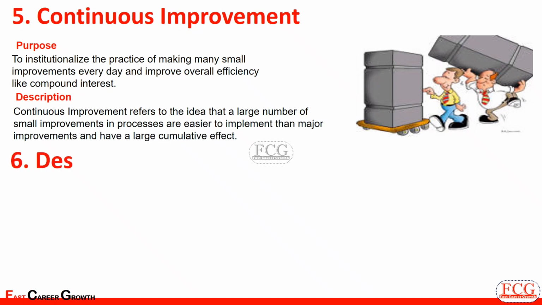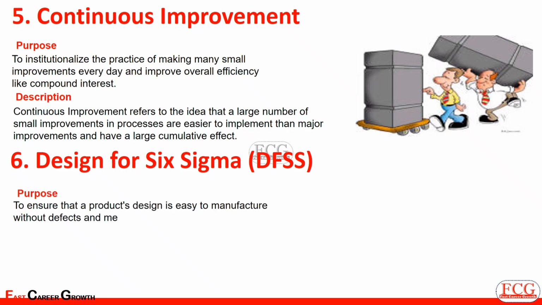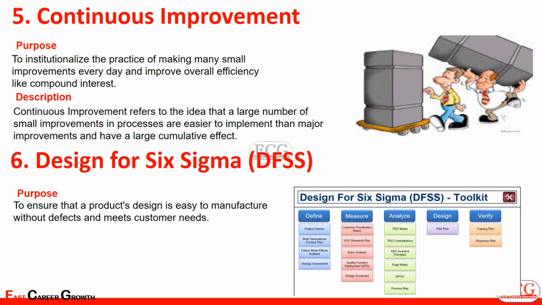Sixth lean manufacturing tool is Design for Six Sigma, DFSS. To ensure that a product's design is easy to manufacture without defects and meets customer needs, DFSS is generally used during the new product development phase. DFSS is also known as DMADV. DMADV means define, measure, analyze, design, verify.